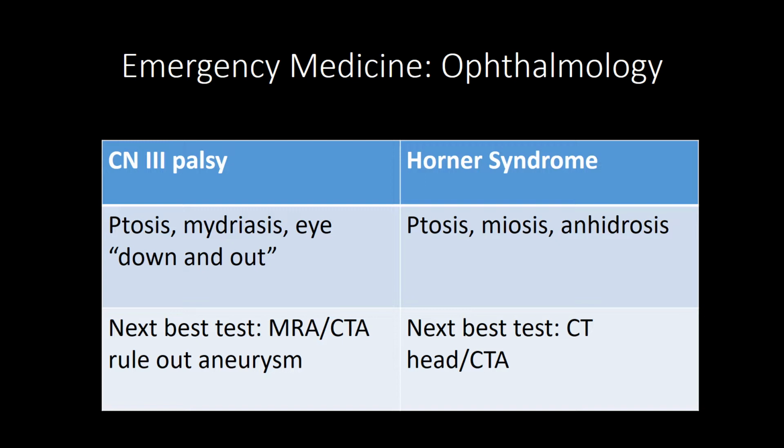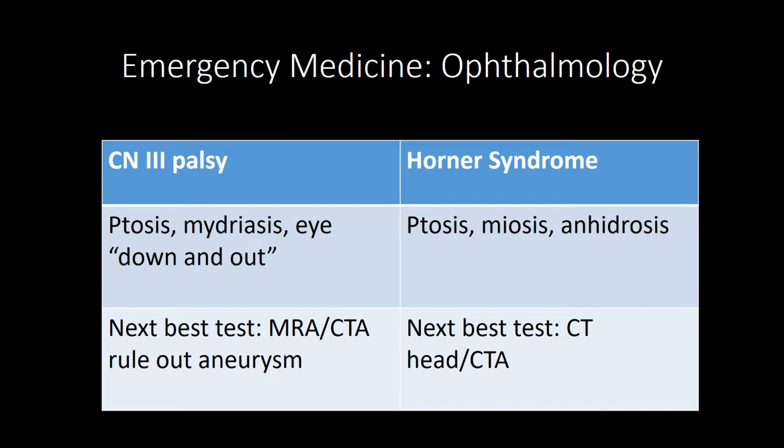The pupil is involved when the fibers that supply the pupillary constrictors are affected. So cranial nerve 3 palsy with pupillary involvement is an aneurysm. Cranial nerve 3 palsy without pupillary involvement, or when the pupil is spared, is often due to diabetes or hypertension.